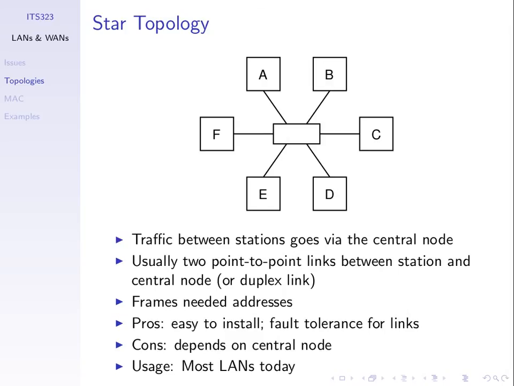If node D fails, it doesn't affect the other nodes. All the other nodes can still communicate with each other. If the link from D to the central node fails, then again all other nodes can still communicate. So that's good in terms of fault tolerance. But if the central node fails, the whole network fails. And that's bad with respect to fault tolerance. So there's a high dependence upon this central node. That needs to be reliable.